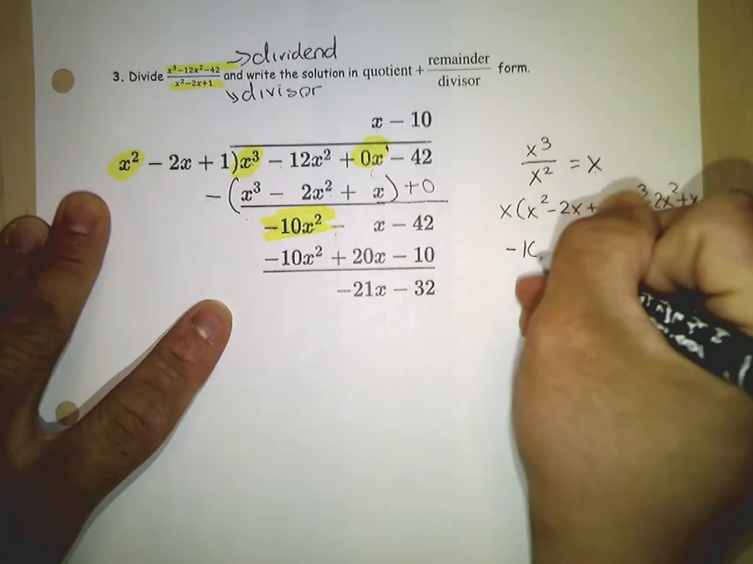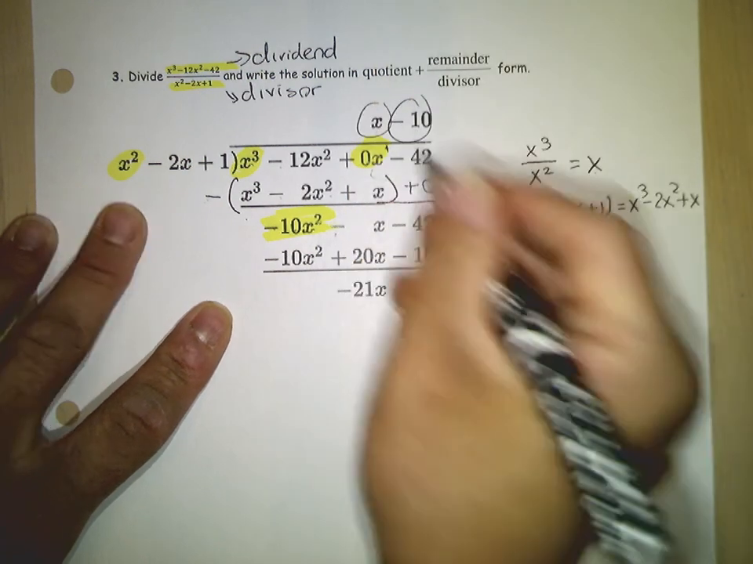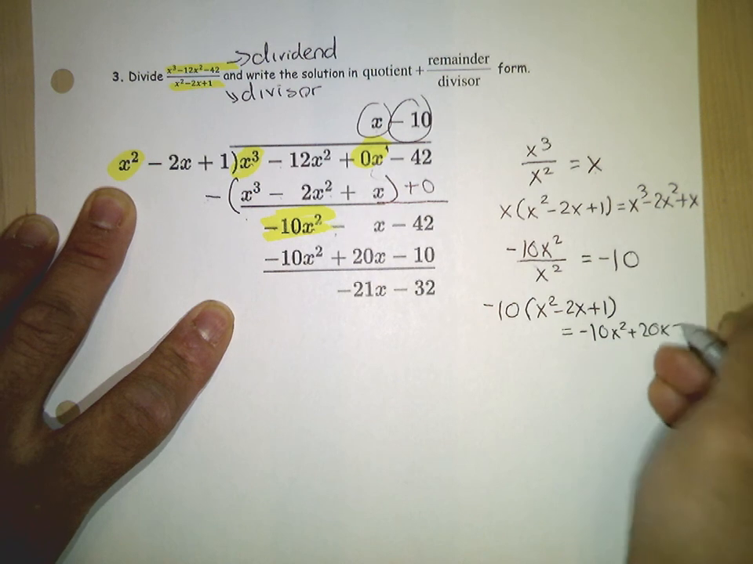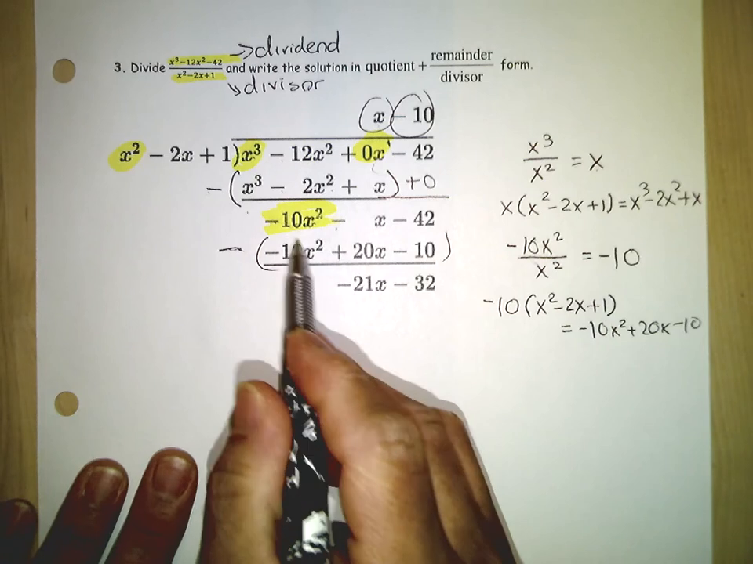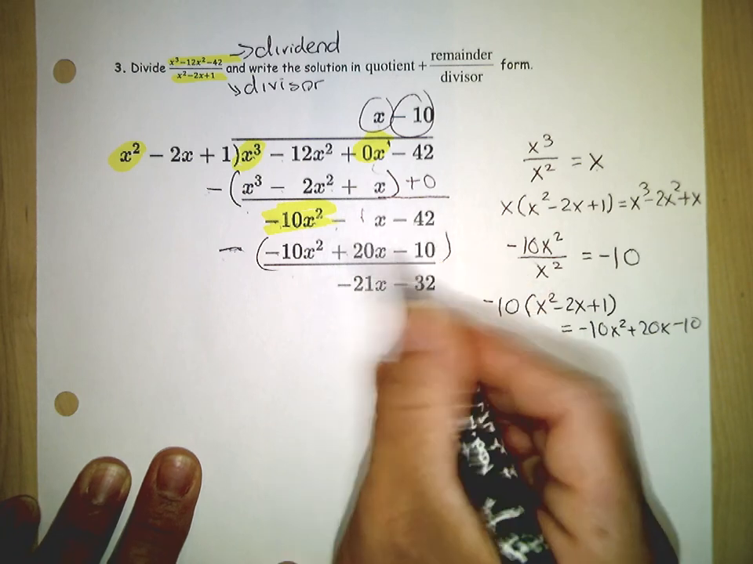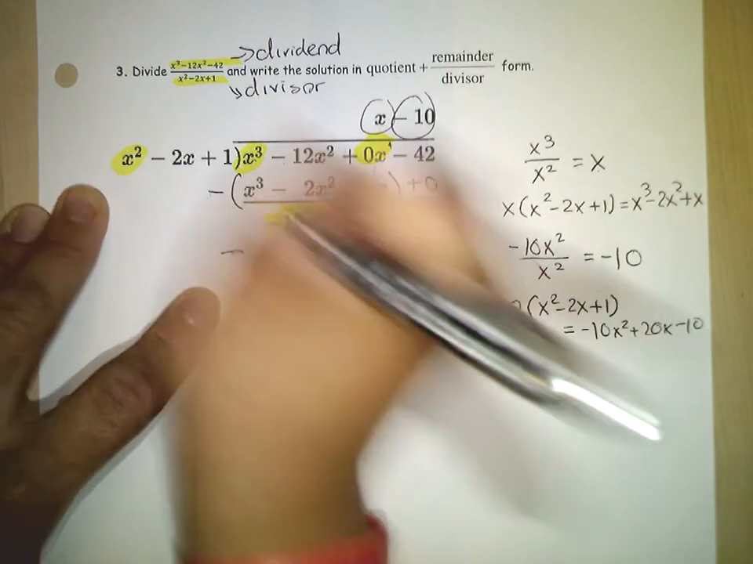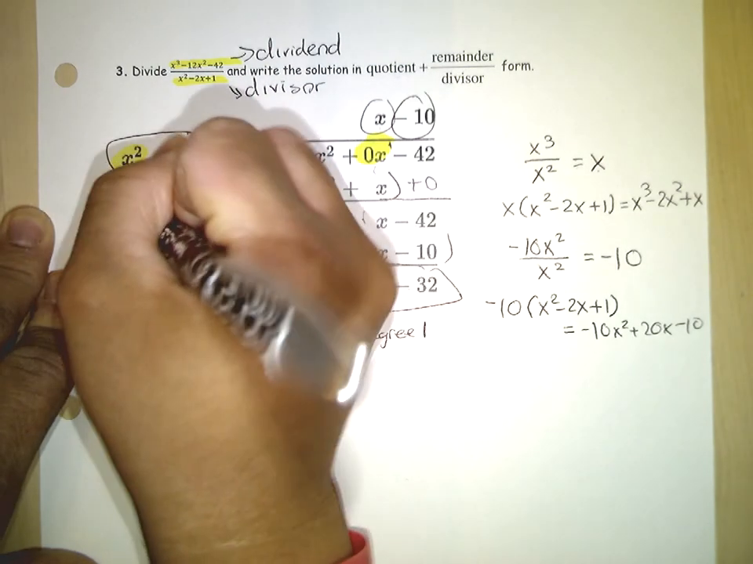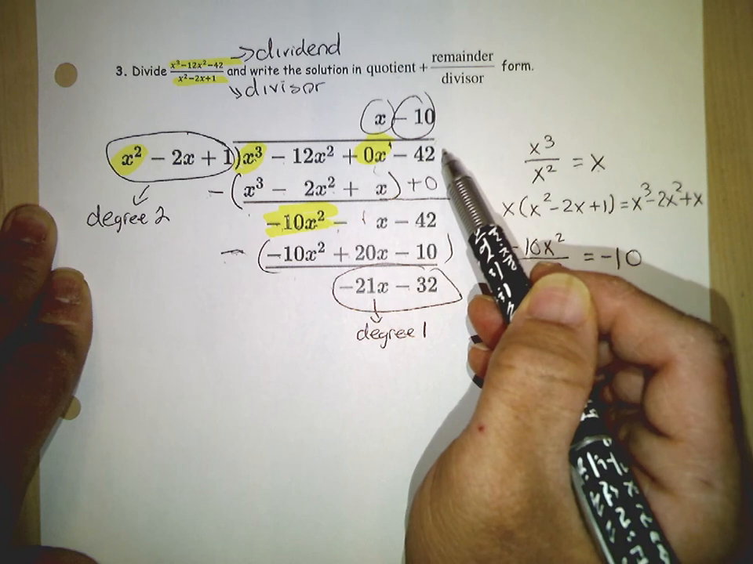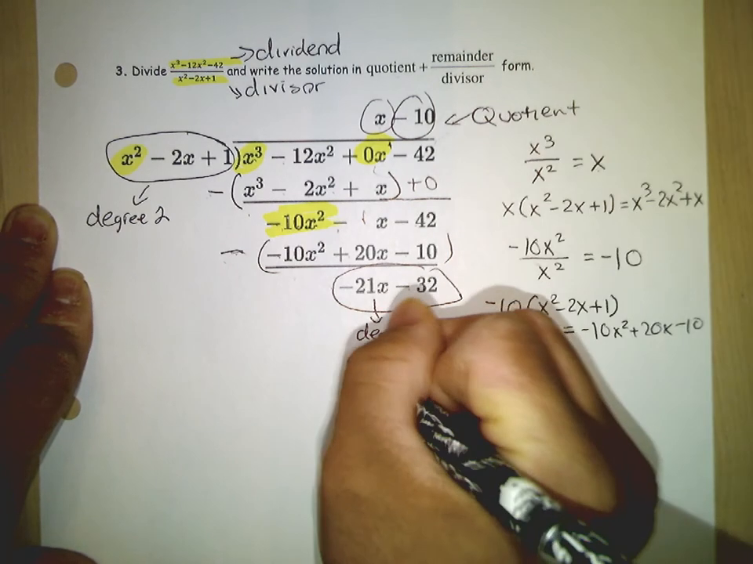All right, so here we go. Negative 10x squared divided by x squared, that's negative 10. So that's where the negative 10 here came from. The negative 10 times the divisor, x squared minus 2x plus 1, gives me negative 10x squared plus 20x minus 10. Then I subtract: negative 10x squared minus negative 10x squared, 0; negative x minus 20x is negative 21x, and negative 42 minus a negative 10 is negative 32. Then I look here, and I see this is of degree 1, and the divisor is of degree 2, so that means I'm done. Another indication would have been that I had reached the end of my dividend up here.